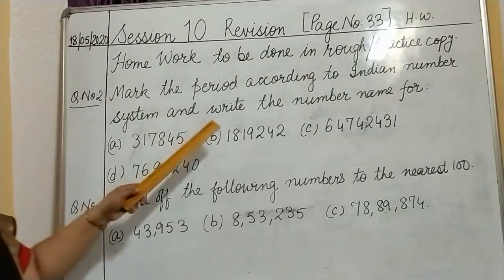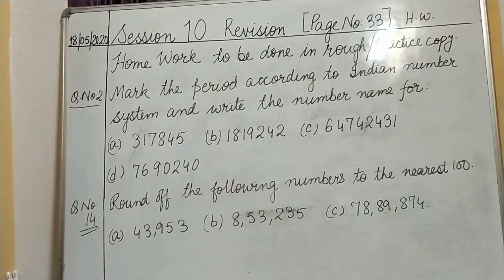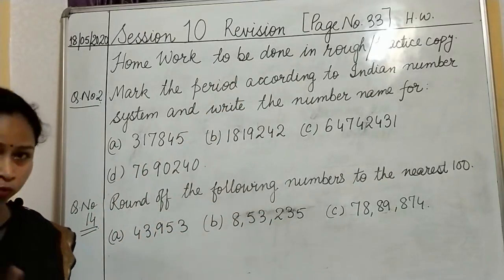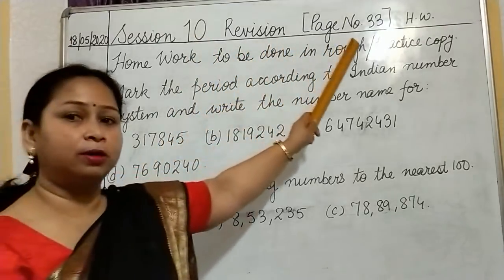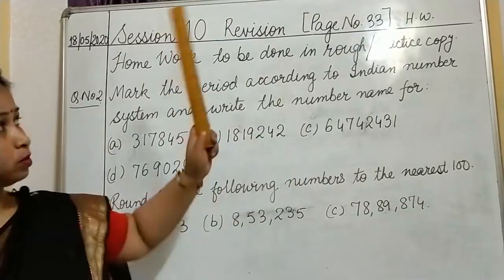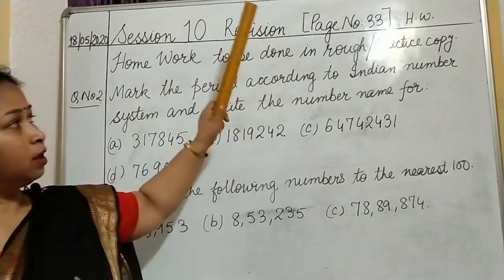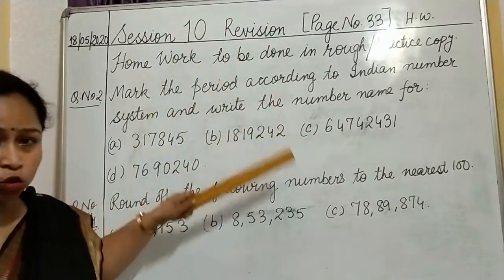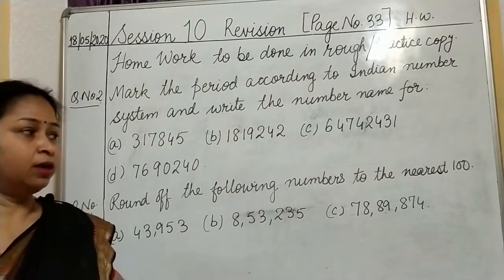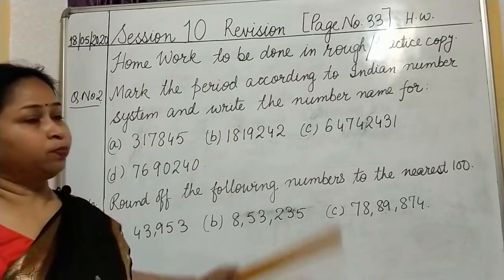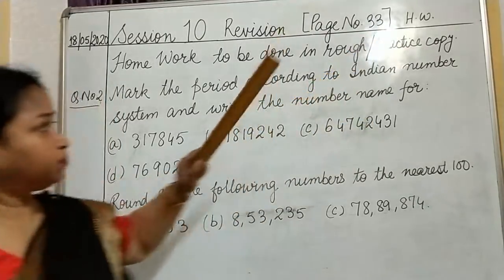Children, as you can see, the homework I have displayed. I have selected only 2 questions from the revision exercise, which is given on page number 33. You can open your book and look at page number 33. These 2 questions I have just selected. The rest of the questions I will be completing one by one later on. So, this is the homework for you.